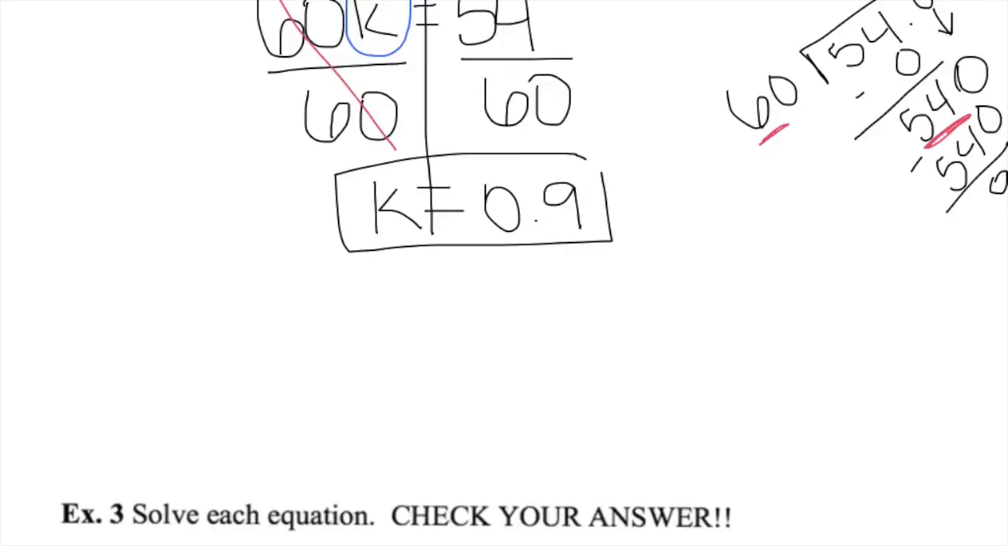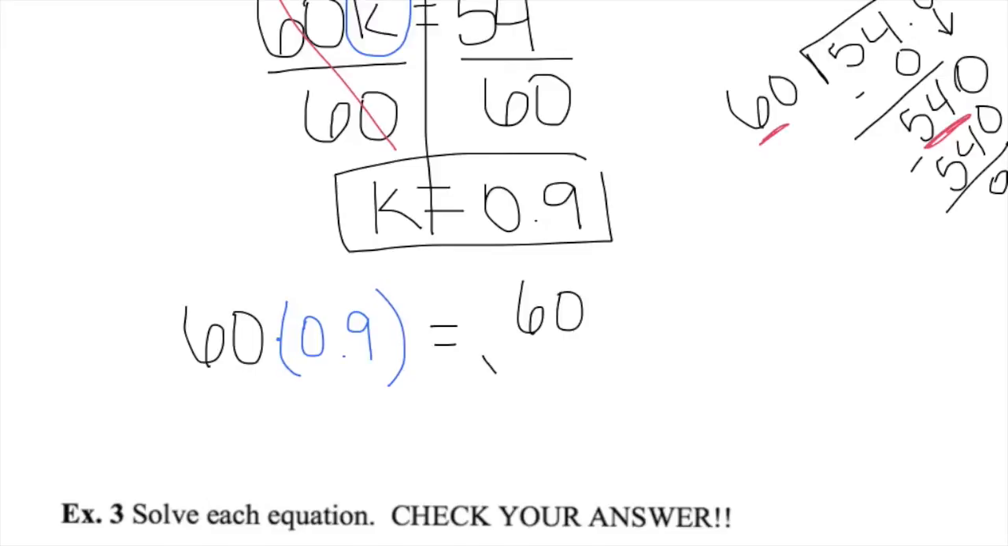But I can always check it by plugging in 9/10 for k. And since I'm plugging in, I'm going to put the number inside parentheses, which means 60 times 9/10. So let's do our multiplication. You don't have to line up the decimals, just line up the numbers. 0 times 9 is 0. 6 times 9 is 54.